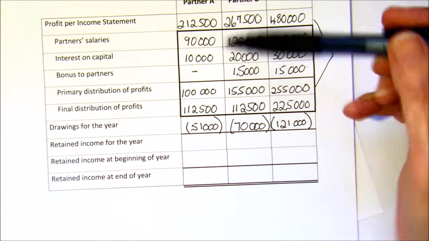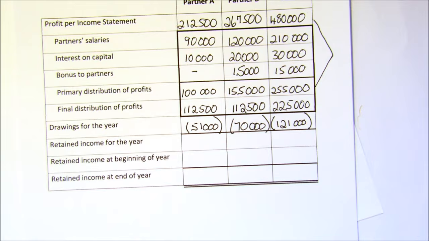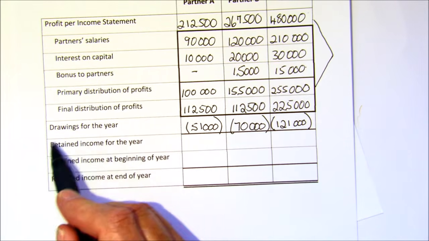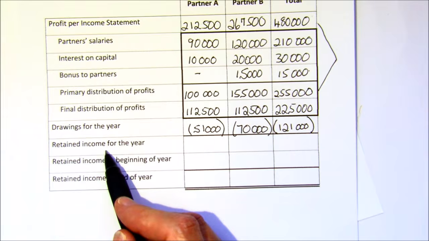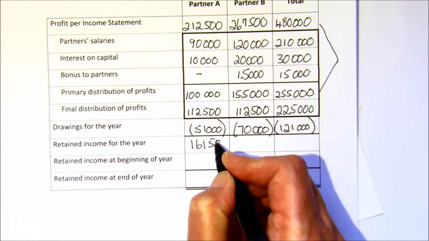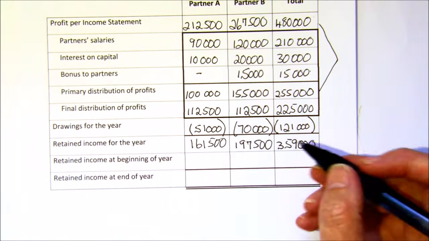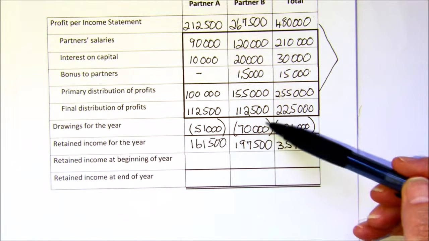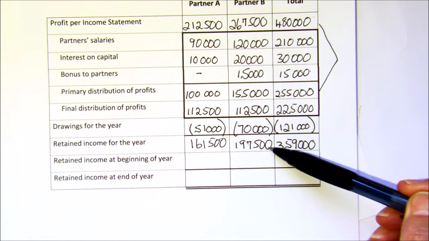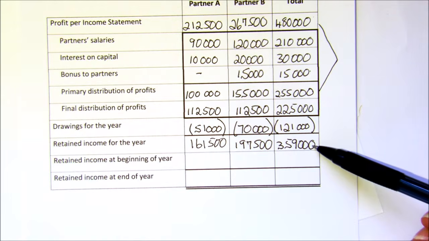So if you look at A, he actually had 112,500. He's already taken out 51,000. So he's retained for this year only. How much of this year's profit is still here? Is 161,500. And so B has retained, he's left in the company 197,500, and that's just the total that you can agree with.